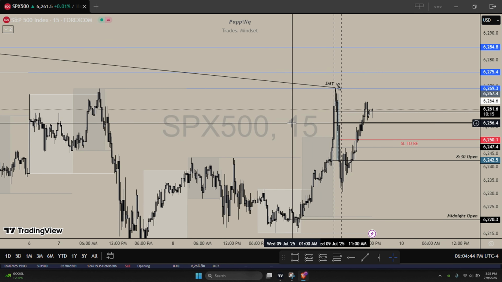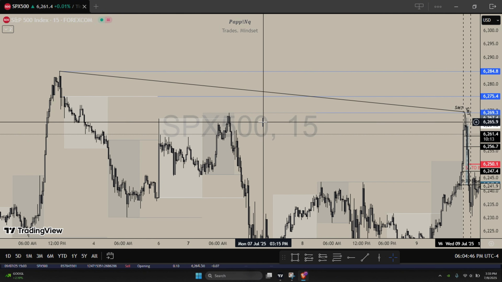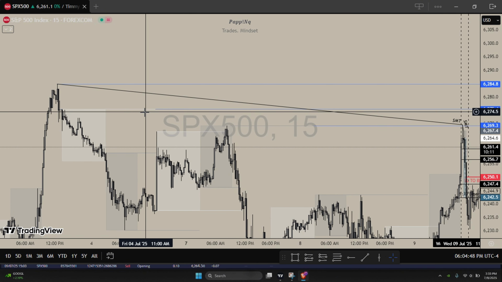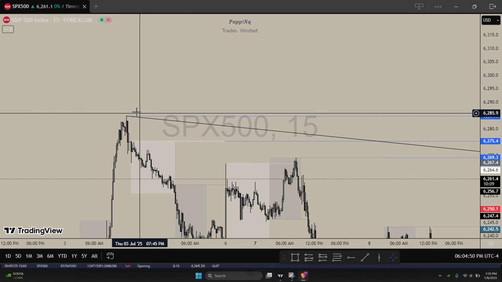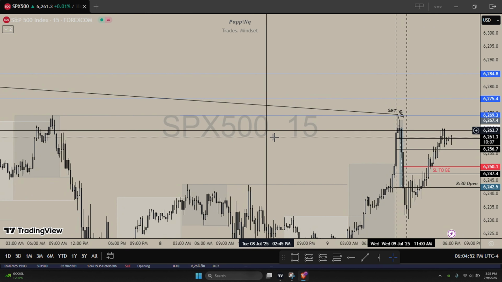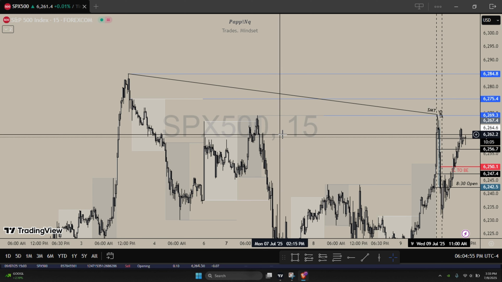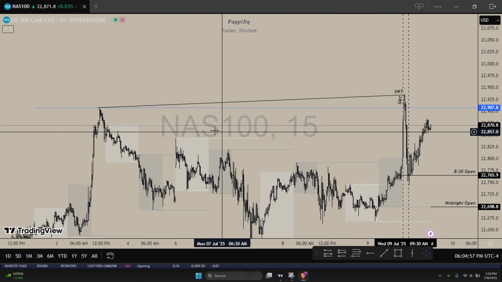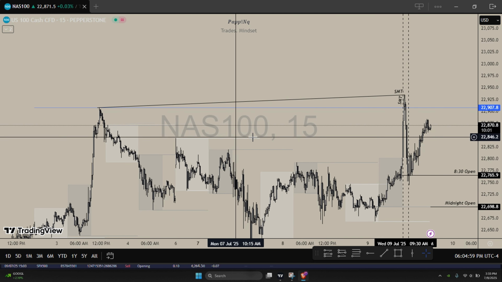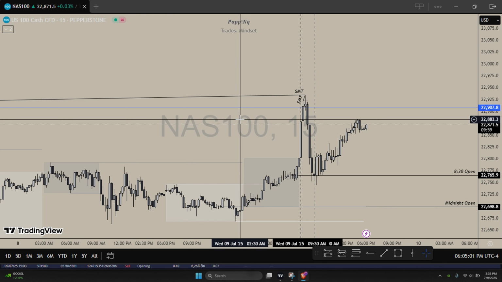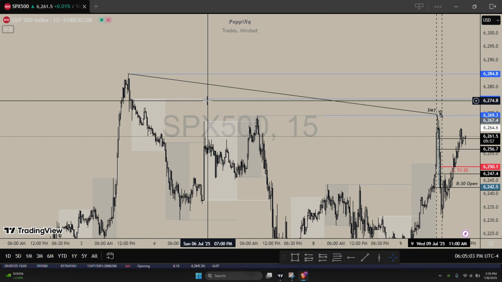Sorry, on the New York session, we ended up taking just the previous session highs. We didn't take out these previous session highs, and we didn't take out these all-time highs. So that is already leaving us with a bearish SMT, since the Nasdaq has already taken out all-time highs. So that's the bearish SMT, and I'm keeping that in mind.